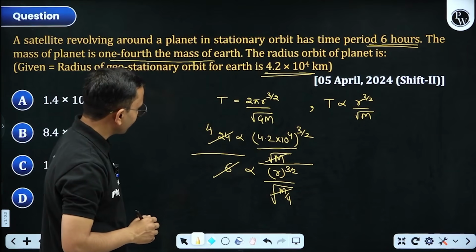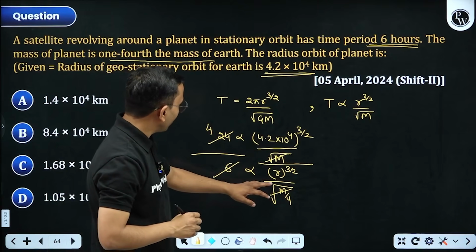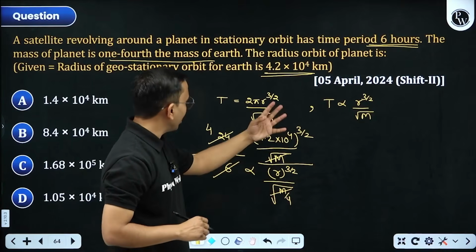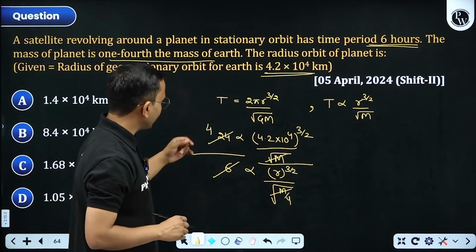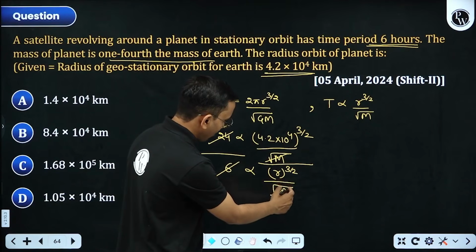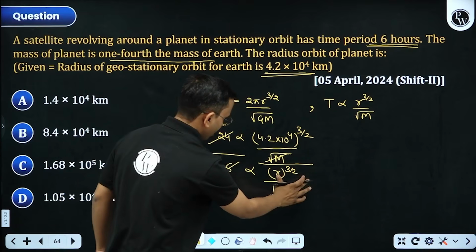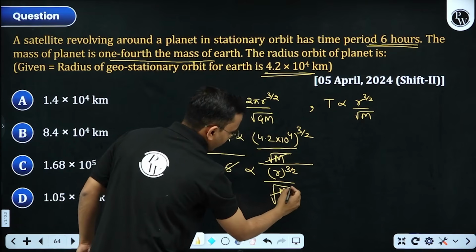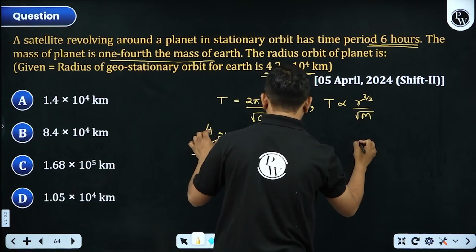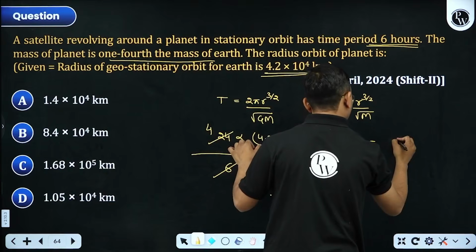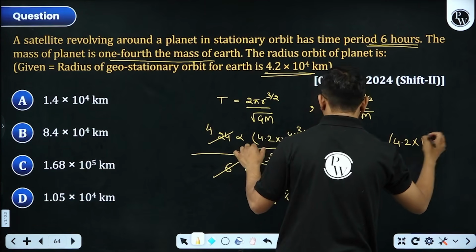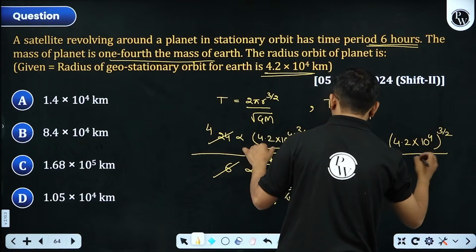What else? Root 4 will become 2, and this 2 will go in the numerator and it will cancel this. This is root of m by 4, so this 2 will go here, not there. So this 2 will be here and this will become 8 there. So 8 is equal to 4.2 into 10 to the power 4, to the power 3 by 2, divided by r to the power 3 by 2.